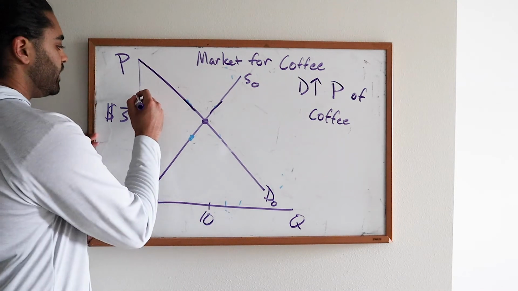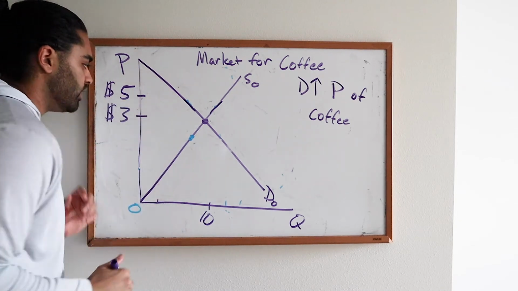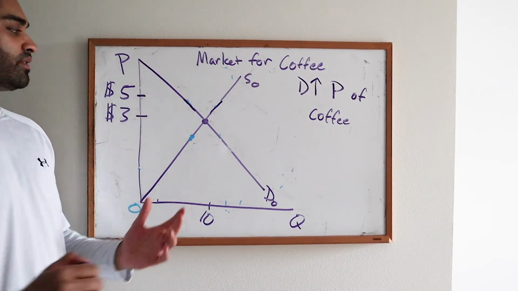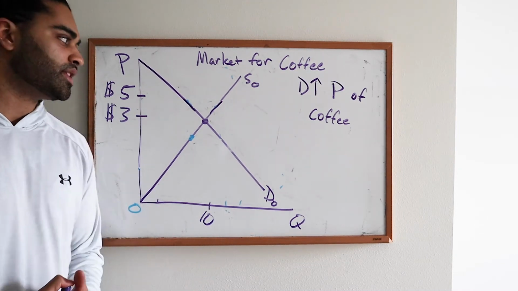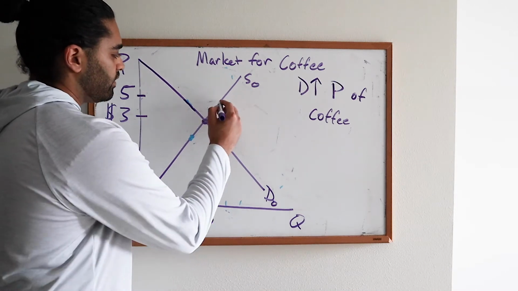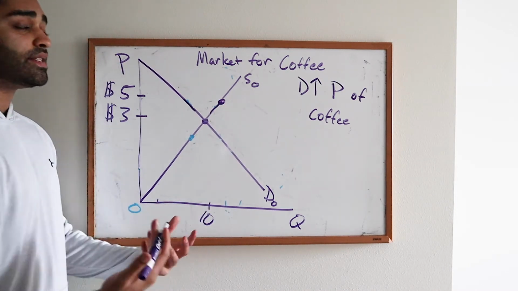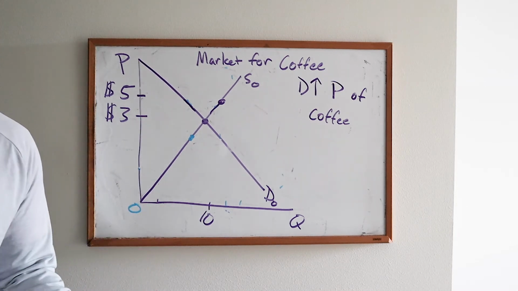So now coffee has increased to $5. Now we want to see what happens. In this case, is there going to be a shift or a movement? For the most part, some students get confused and they draw two separate points right here. That's not correct. The correct answer is it's going to be a movement along both curves.